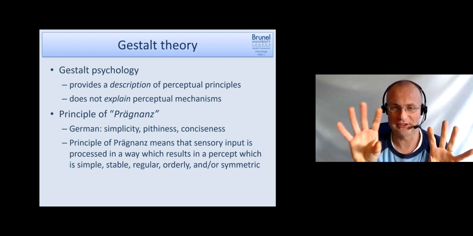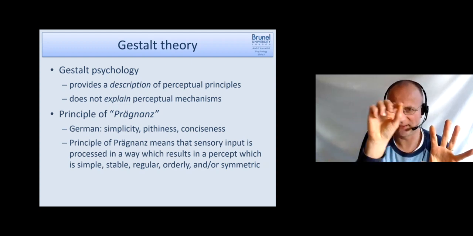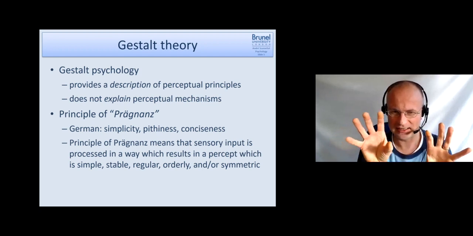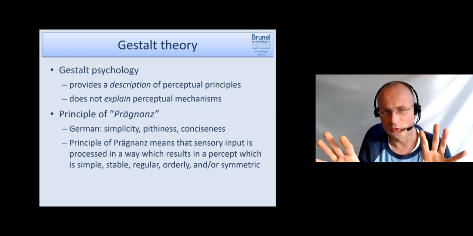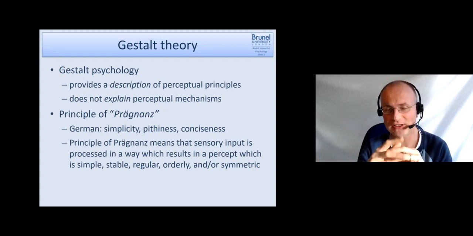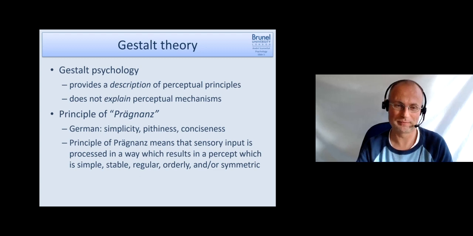So if you have an interpretation which would give rise to a rather complicated form, then this would be ignored for the idea of something simpler. And we will see examples of that in a moment.